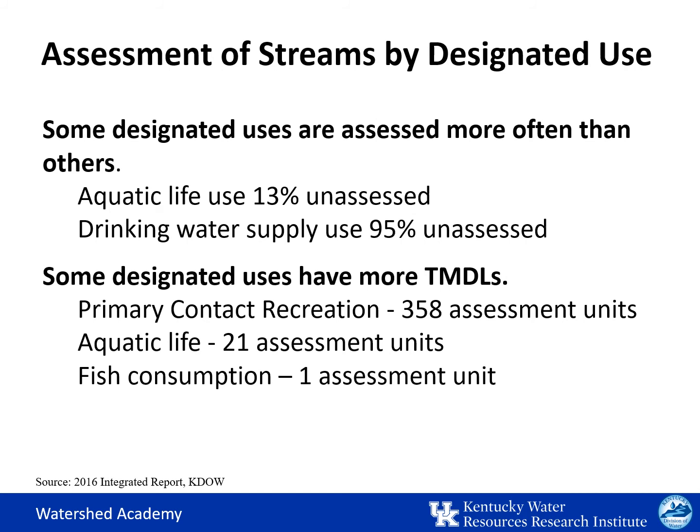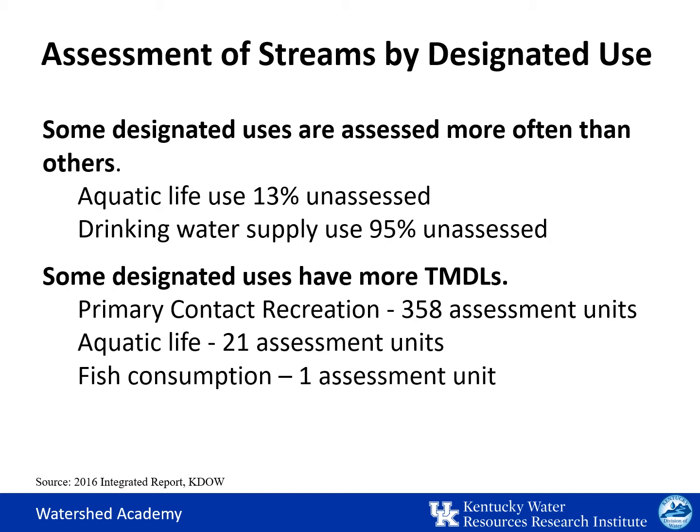Of the 14% of streams that have been assessed, not all designated uses have been assessed fully. Some designated uses are assessed for most streams, such as aquatic life use and primary contact recreation, while others are only conducted for select streams, that is, drinking water use being collected at places in which there is a withdrawal point. For example, in the 2016 report, only 13% of the streams that had been assessed were not assessed for aquatic life, but 95% were not assessed as a drinking water supply.